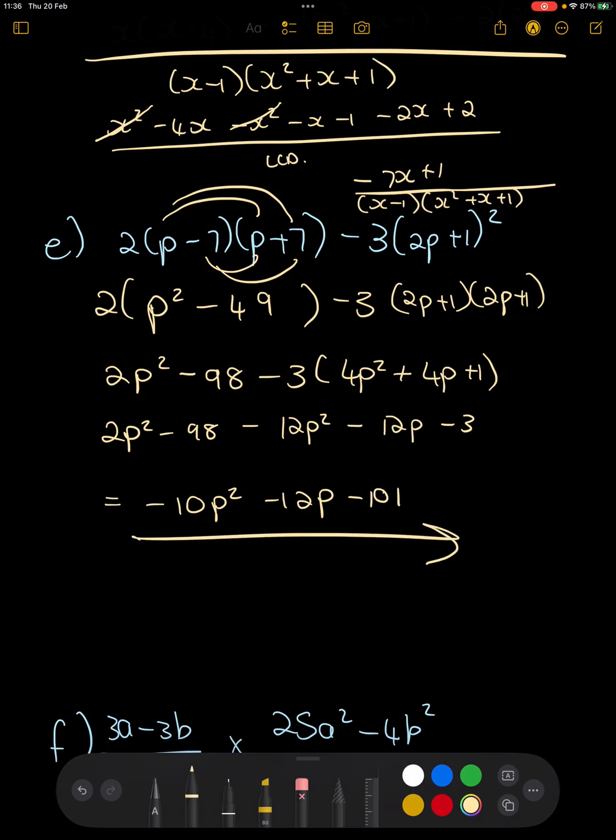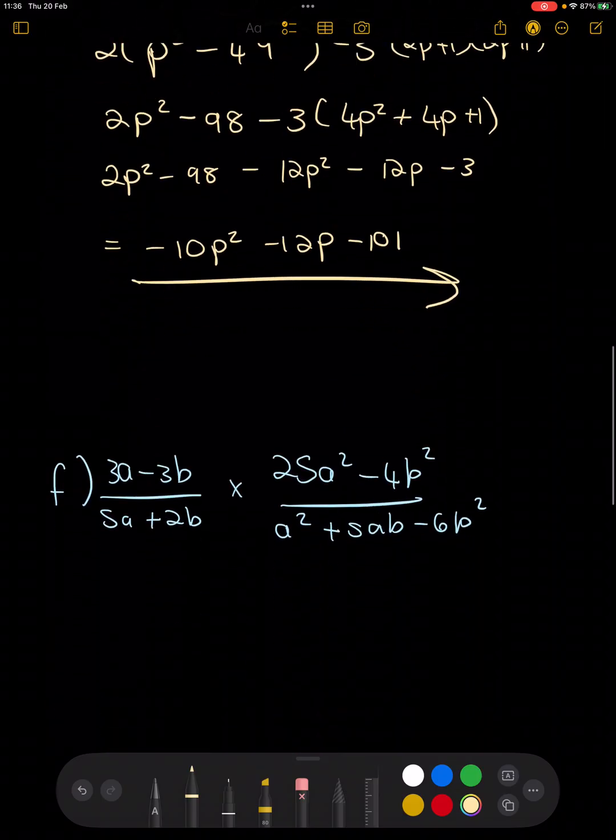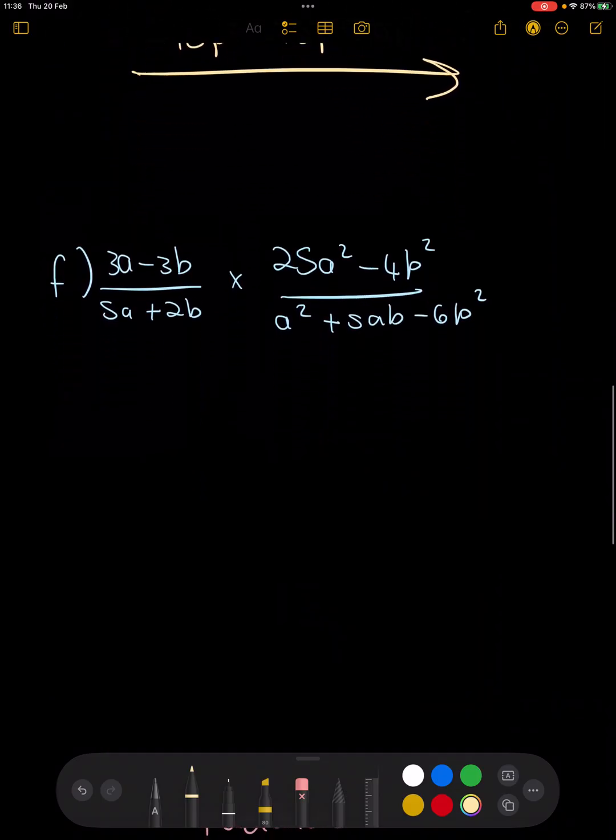And there's my answer. Let's go have a look at this one. So this is a multiplication with fractions. So with these, I like to simplify as much as possible. So I'm going to factorize out a 3 at the top.